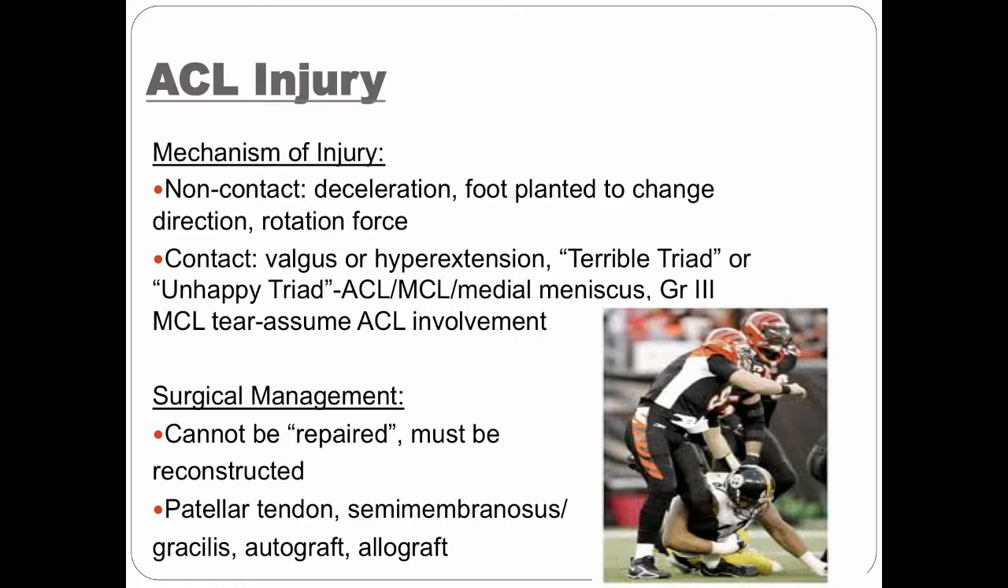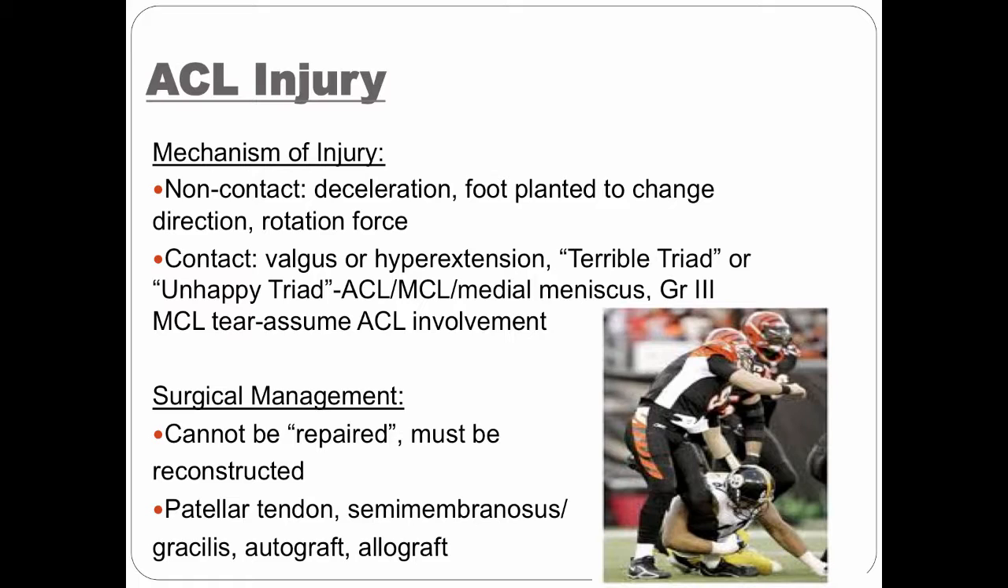Let's look at some ACL injuries. So a lot of times we see these as non-contact deceleration, where the foot is planted, change the direction, you get the rotary component. Then you have the contact, usually, and that's what the picture here of Carson Palmer at the bottom right. You see the valgus stress on his knee, and I believe he's even wearing a knee brace there. If I remember right, his leg looks bulky there. I think he has a prophylactic knee brace on.